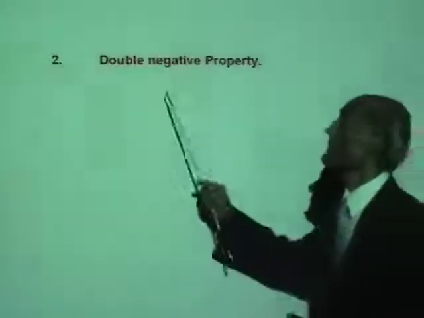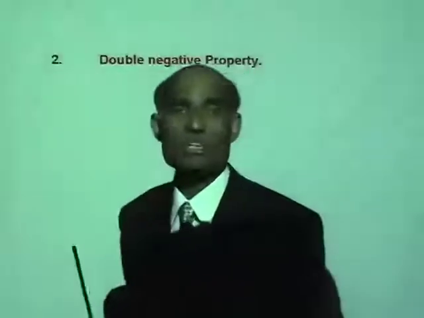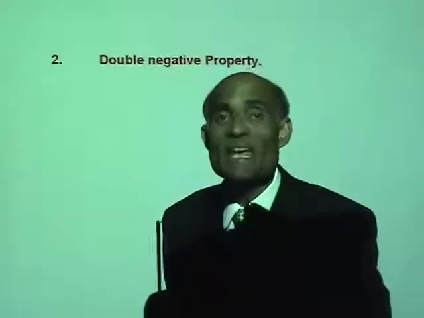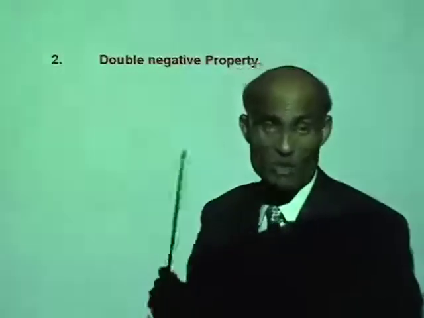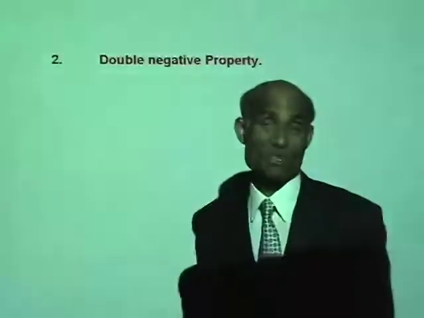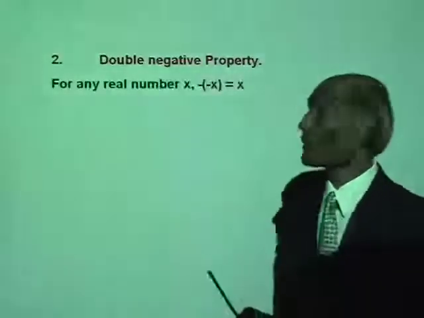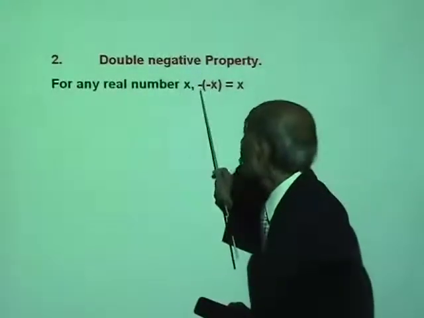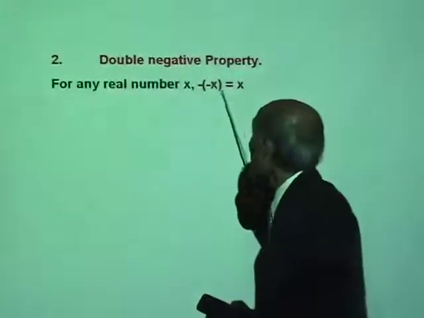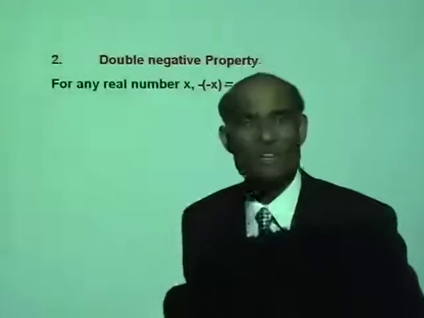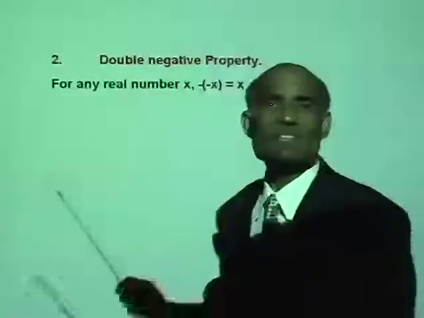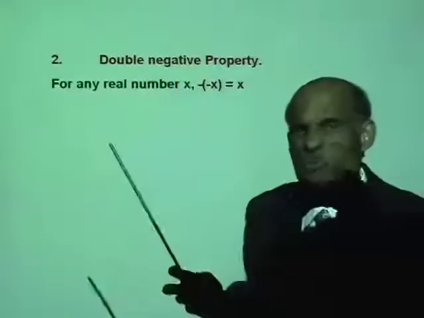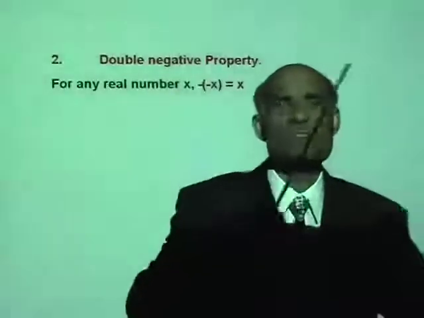That's right. The second property of a real number is what we call the double negative property. I want you to understand these because we're going to use them as we go on. For any real number x, negative of negative x is positive x. You see? What does it mean? Negative of negative x means subtract a negative number.